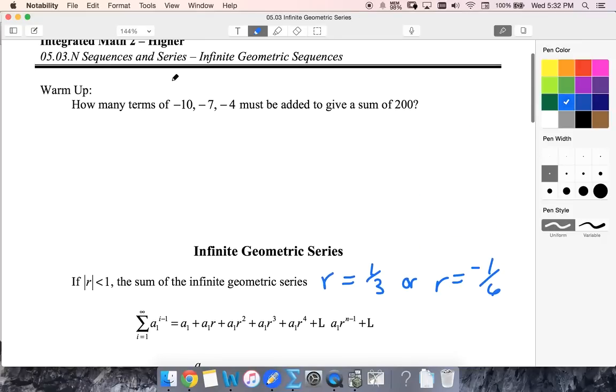I'm not going to do the warm-up for 5.3. I'll leave you to do that warm-up on your own. You should be able to figure this one out. Arithmetic series, sum of 200, how many terms, so we're looking for the n value.